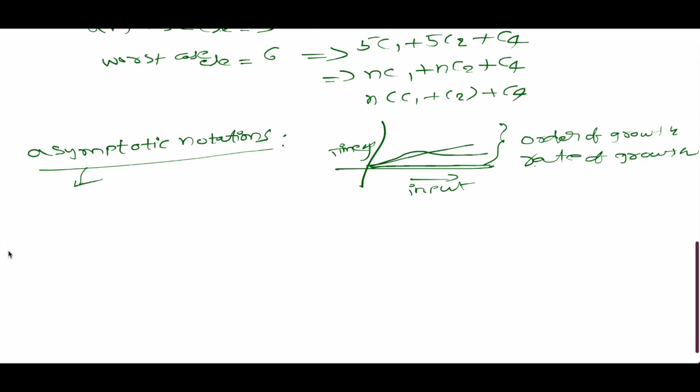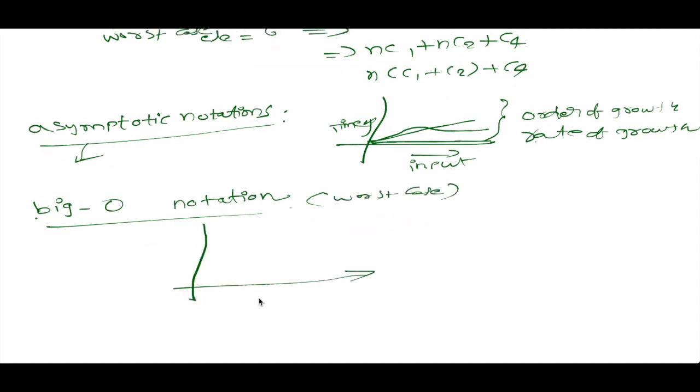Let's talk about the asymptotic notations. So what are those notations? The first one is big O notation. So we will see what is big O notation. This big O notation is nothing but the worst case.